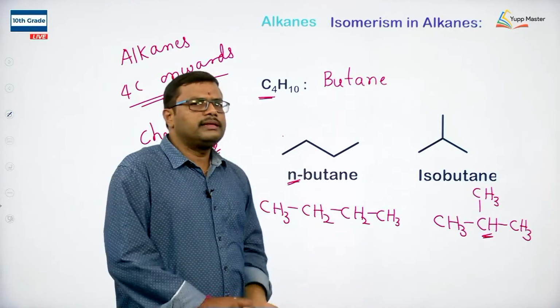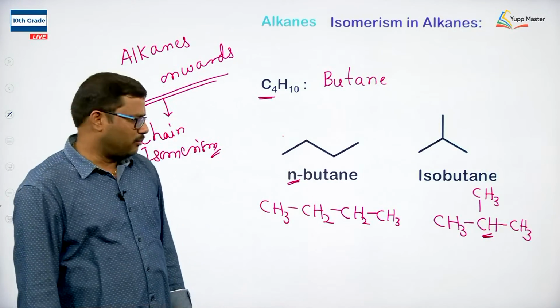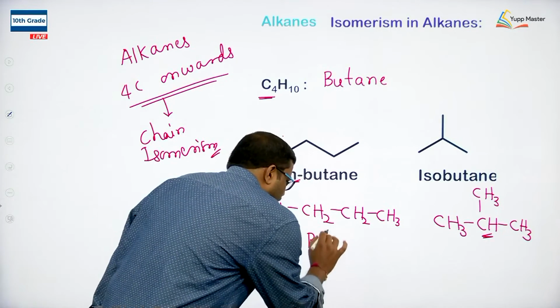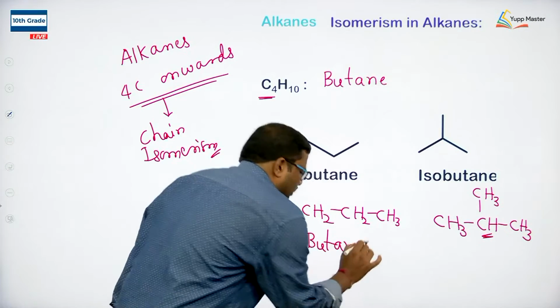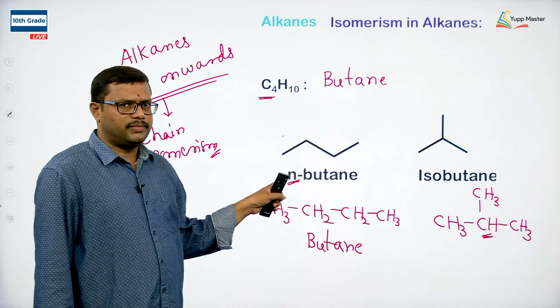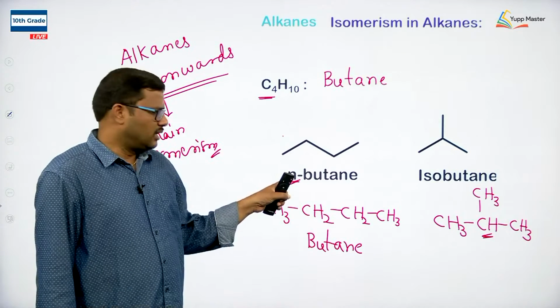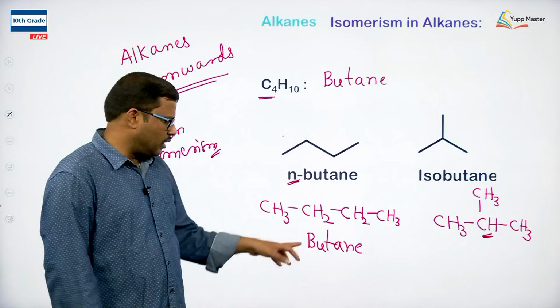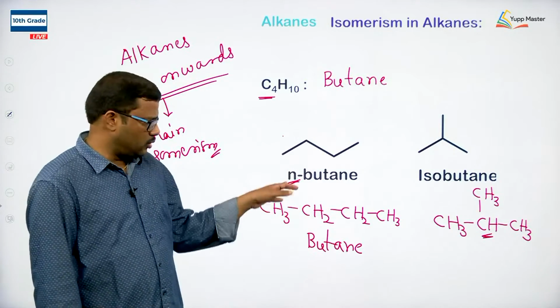So what could be the IUPAC names of these 2 compounds? We know that for the 4 carbon chain the IUPAC name is butane, there is no doubt. n-Butane is the normal, common, trivial naming system. According to IUPAC we have to use butane, that is it, no need to mention n.